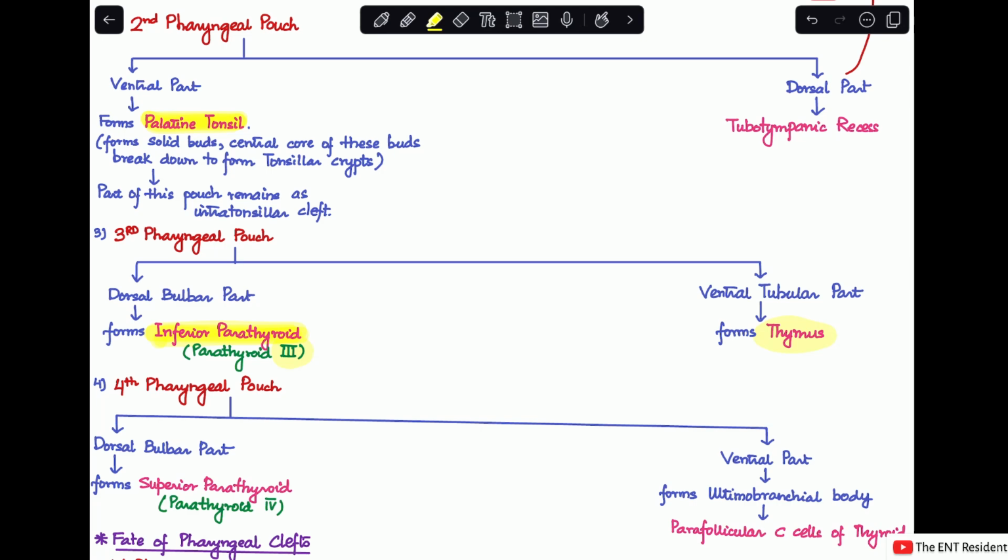Last is the fourth pharyngeal pouch, which again forms two parts. The ventral part forms the ultimobranchial body and leads to formation of the parafollicular C cells of the thyroid, whereas the dorsal bulbar part forms the superior parathyroid, which is also known as parathyroid 4. So this is all about the fate of the endodermal or pharyngeal pouches.